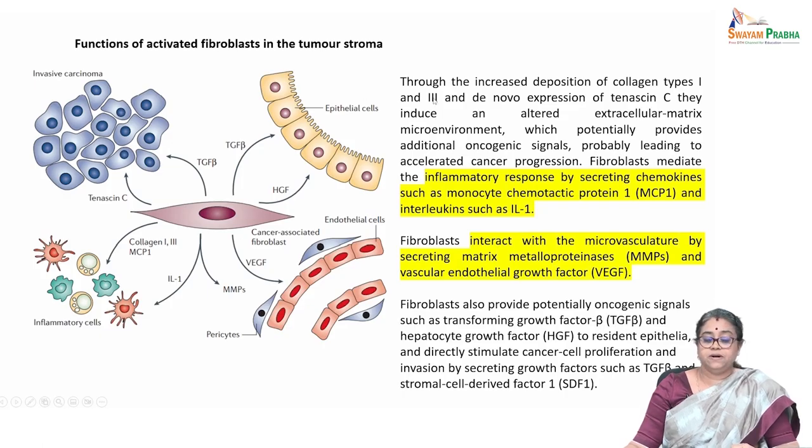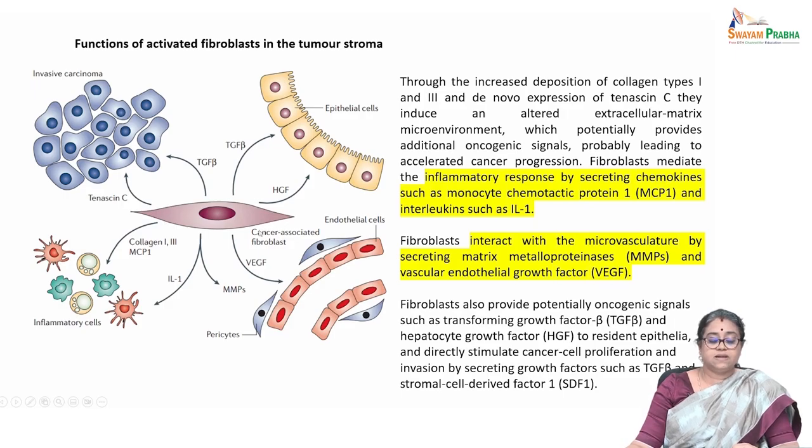Now, as I mentioned, through the increased deposition of collagens type 1 and 3 and de novo expression of tenascin C, they can induce an altered extracellular matrix microenvironment, the ECM microenvironment, which potentially provides additional oncogenic signals, probably leading to accelerated cancer progression. The fibroblasts here mediate an inflammatory response by secreting chemokines such as monocyte chemotactic protein 1, and interleukins such as IL-1.